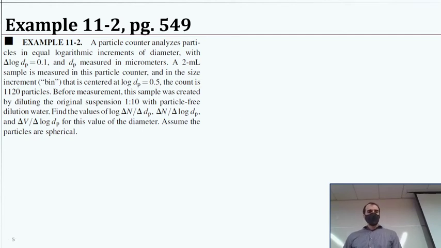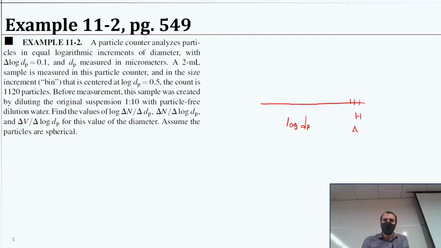Okay, so this is example 11-2 in our book. A particle counter analyzes particles in equal logarithmic increments of diameter, with a delta log of diameter equal to 0.1. So it's measuring in increments along an x-axis of log diameter of the particle, and each increment that goes by is delta log dp equals 0.1. And this is in micrometers that we're measuring.